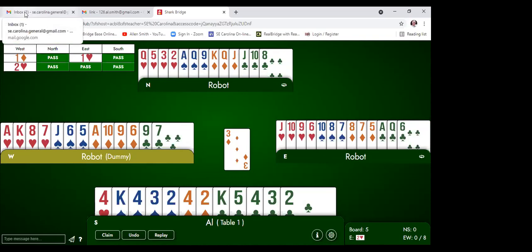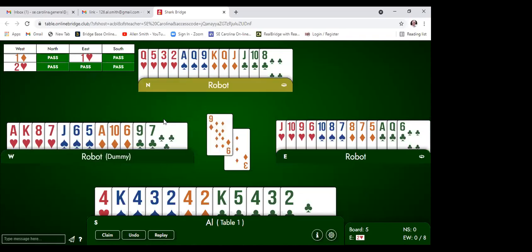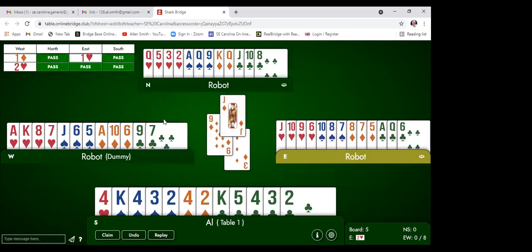And we can see that they've got the ace, 10, 9, 6, and my partner's got king, queen, jack. So he says, well, let's go ahead and see what we can drive out. We're going to try to develop something in diamonds. Our partner takes the jack.